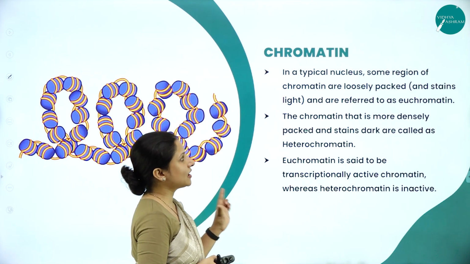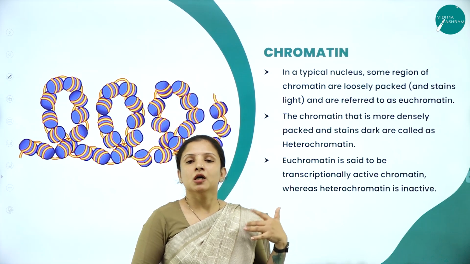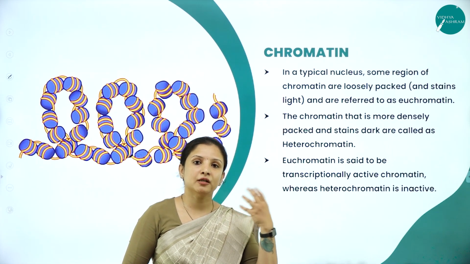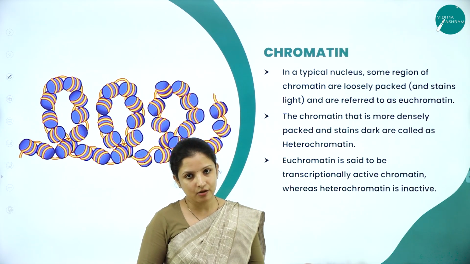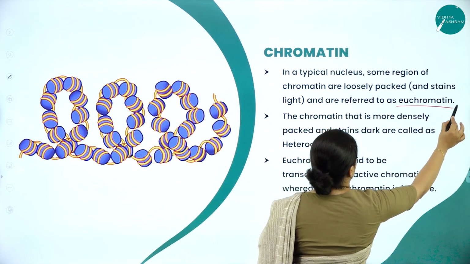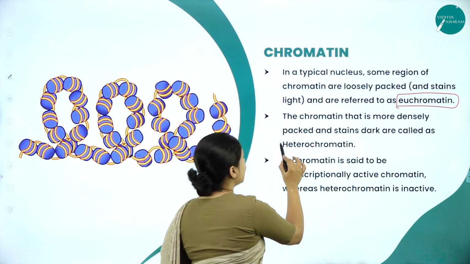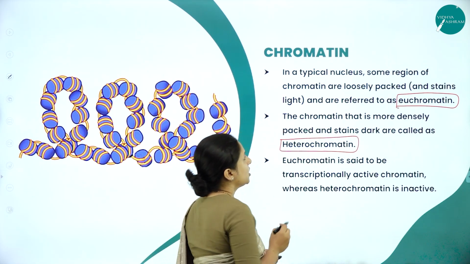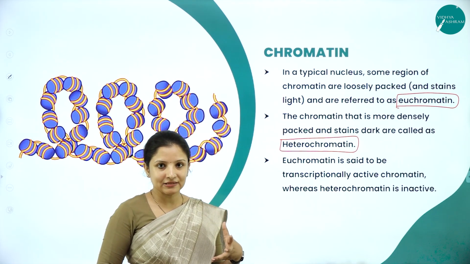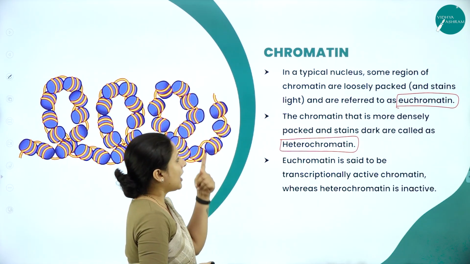So, the chromatin in a typical nucleus, some region of the chromatin. Now, the coiling of the DNA around the histone can sometimes be loose, or it can be tightly coiled. If it is loosely coiled, we call it euchromatin. And if it is tightly packed, we call it heterochromatin. Euchromatin takes up stain very less because it is loosely coiled.